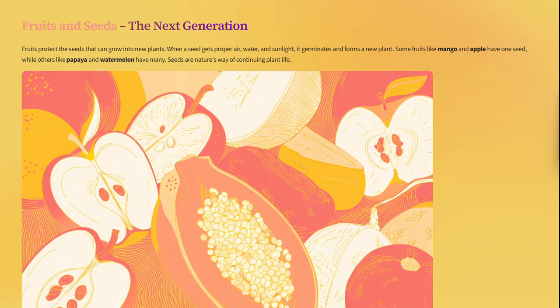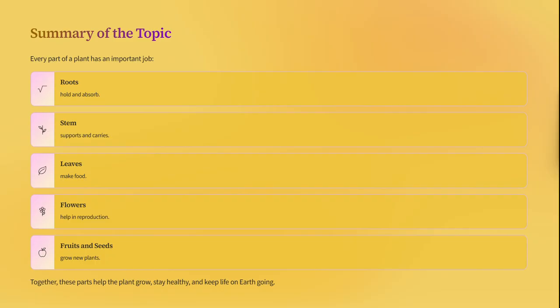How the parts work together. Now let's put everything together. Each part of a plant has its own special job, but none of them can work alone. The roots absorb water and minerals, the stem carries them to the leaves. The leaves make food using sunlight, the flowers help make fruits and seeds, and the fruits help grow new plants.